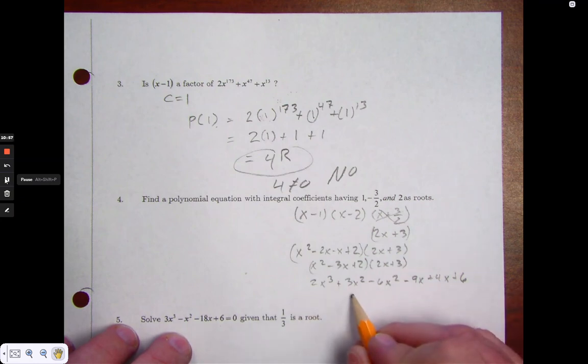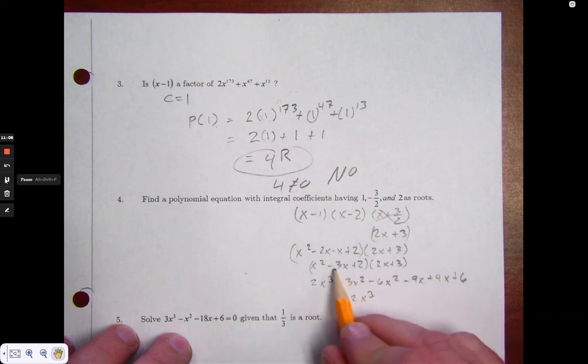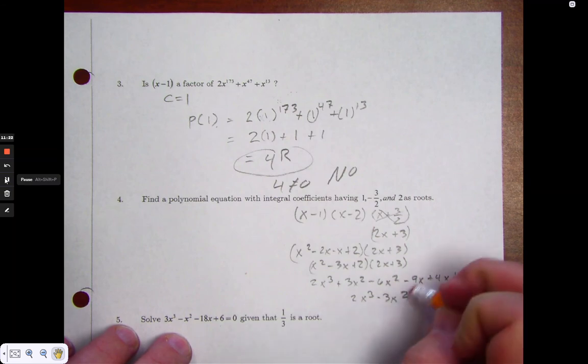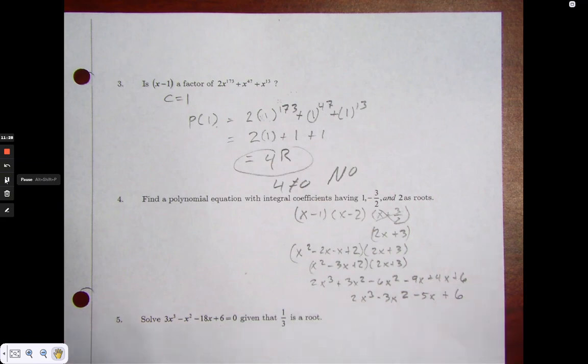Okay, so then we just combine like terms. 2x cubed, we have 3x squared and negative 6x squared, so that leaves us with a negative 3x squared. And then we would have negative 9x, positive 4x would leave us with a negative 5x, and then plus 6.